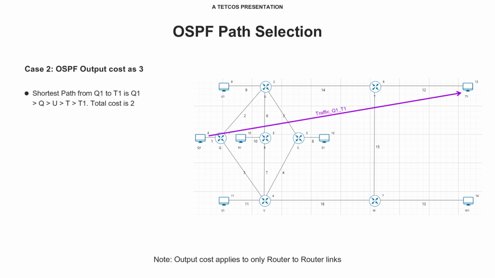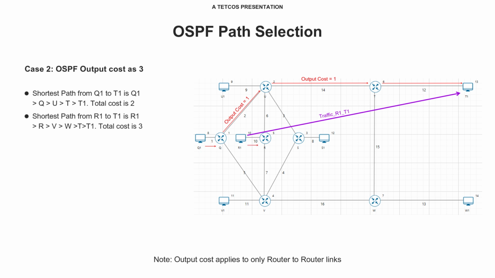The shortest path from Q1 to T1 is Q1 to Q, then to U, then to T, and finally to T1. The total cost is 2. The shortest path from R1 to T1 is R1 to W, then to W, then to T, and finally to T1. The total cost is 3.